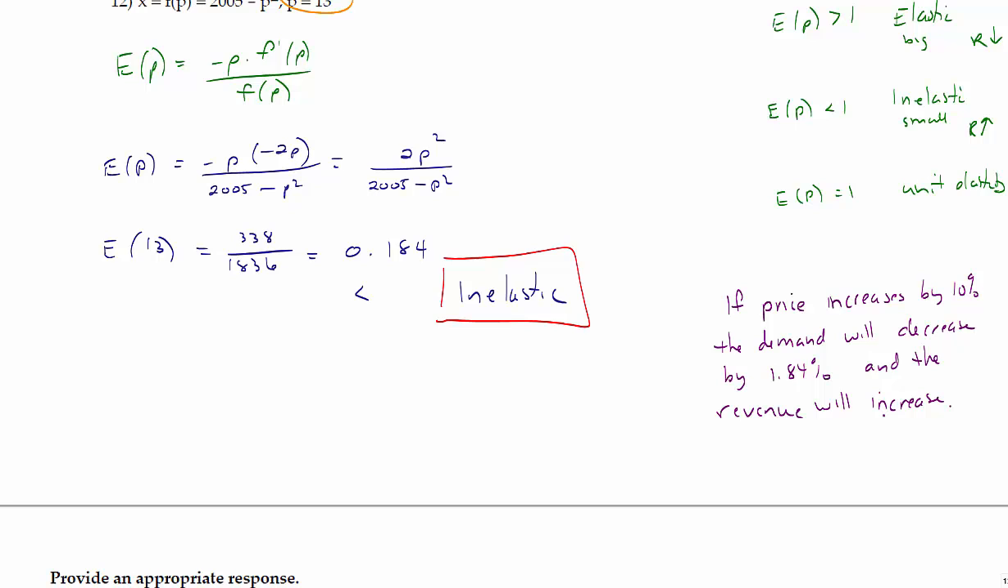Remember that price and demand are inverse functions of each other, so anytime the price increases, demand will decrease. And then I found the amount it'll decrease, that 1.84%, by taking the elasticity times the percentage that the price increased. So I took my 0.184 times 10%, and that's where I got my 1.84%.